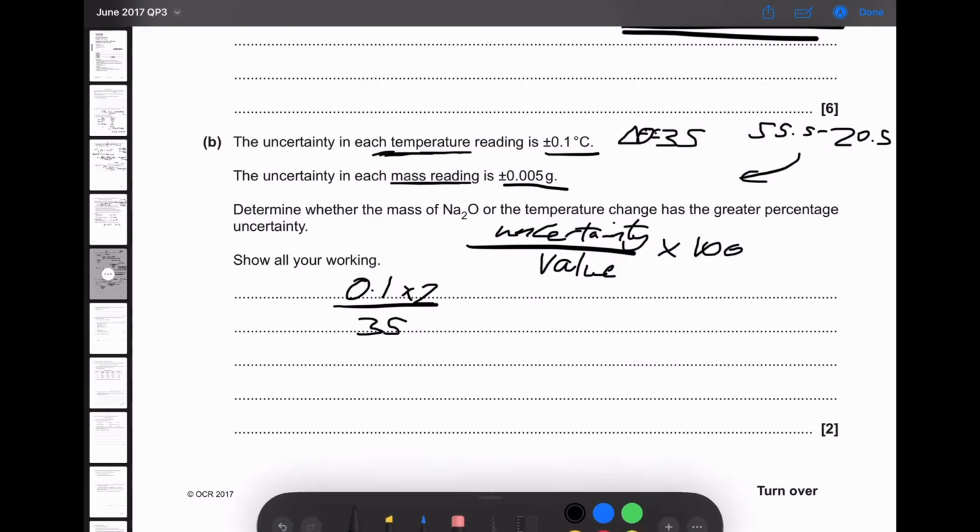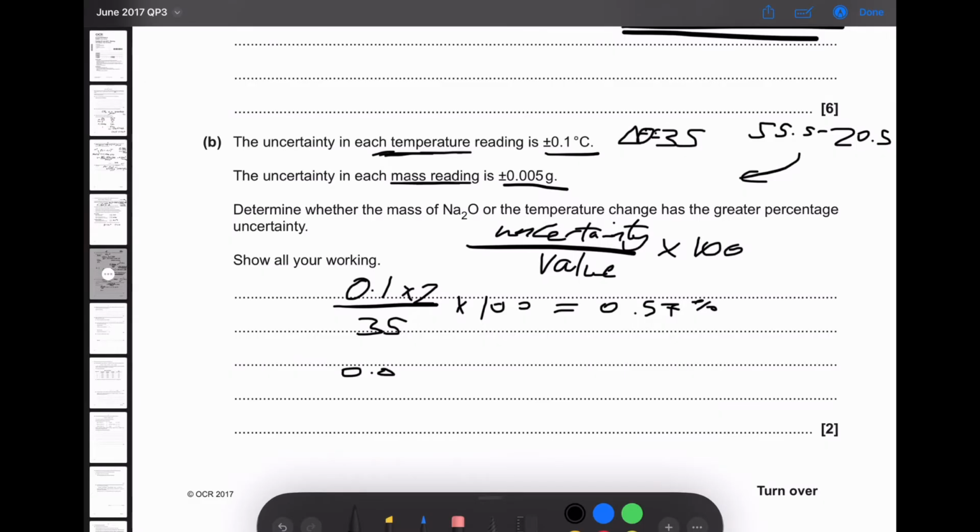So that gives us 0.1 times 2 over 35 times 100. I didn't write that in. Times 100 gives us 0.57%. And then we're going to do our change in mass.